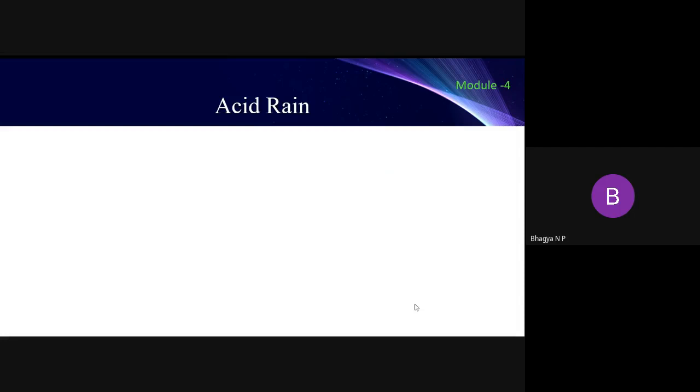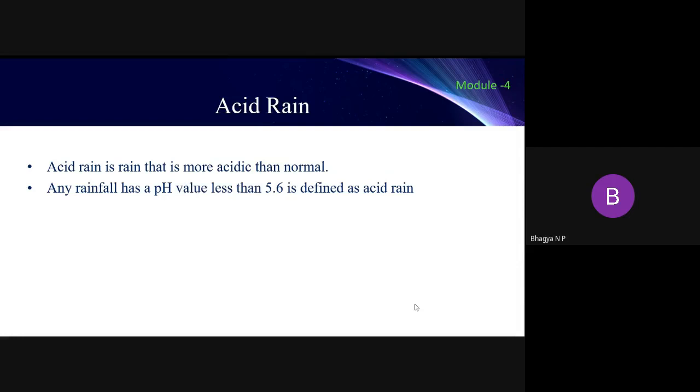Next we'll move on to some climatic changes. In that, the first is acid rain. So what is acid rain? Usually rainwater is normal water, meaning the pH is neutral. If the pH is between 6.5 and 8.5, we call it a neutral pH. If the pH is below 7, we call it acidic. So acid rain means the rainwater pH is less than 7, or less than 6.5.